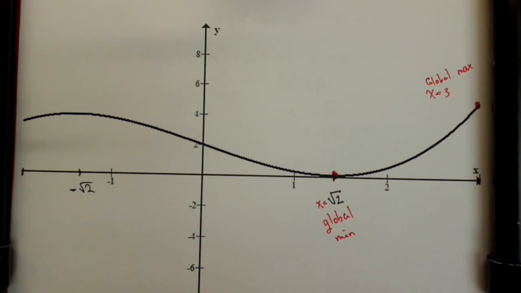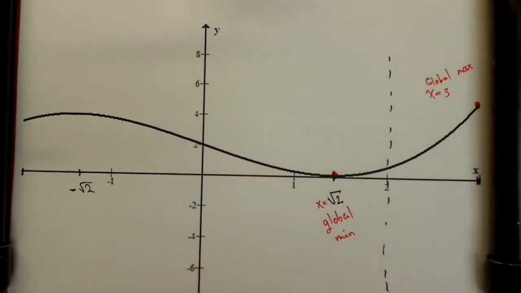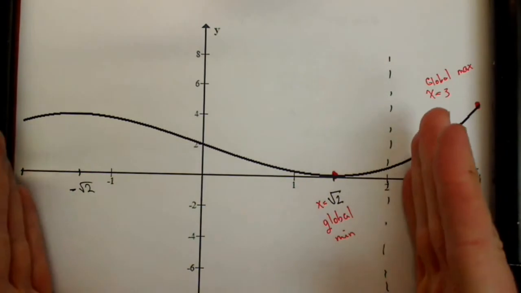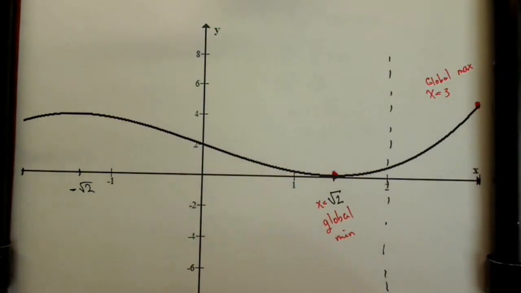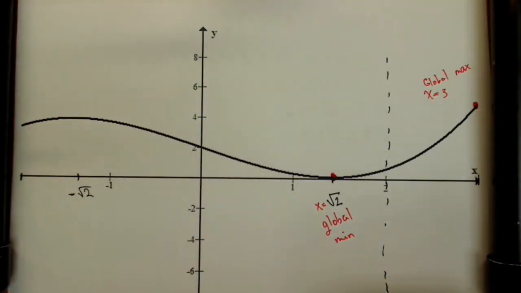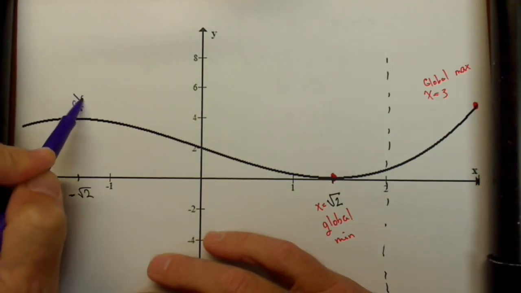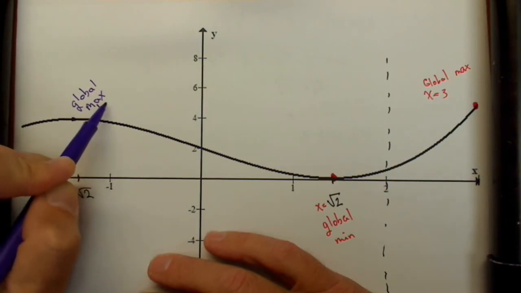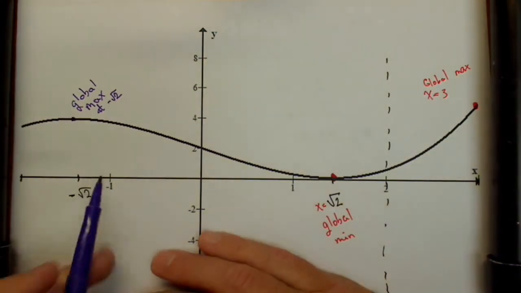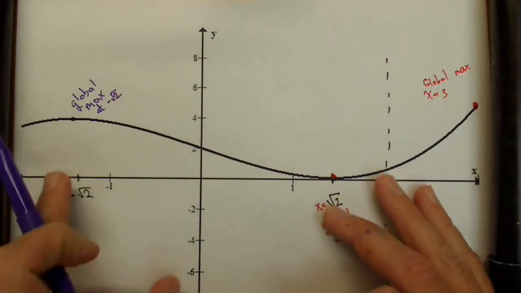Now what if we only went from -2 to 2? So we're cutting off our graph right here. Now we're only looking at this portion of the graph. Our global min is still going to be at square root of 2, but now our global max is over here at negative root 2. So that changed things by changing our endpoints, because we're no longer seeing this part of the graph. We're only seeing from here to here.